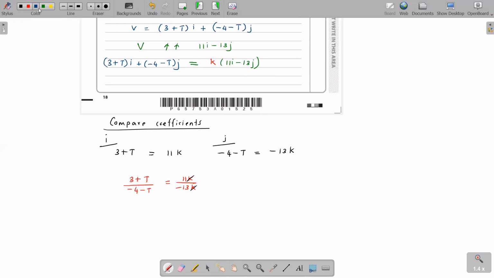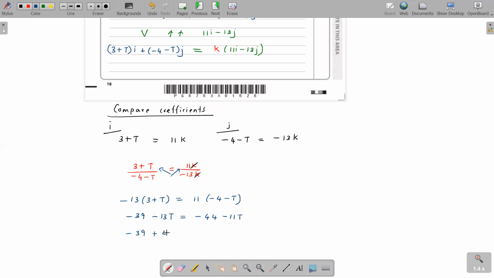And now it's just a matter of multiplying and making t the subject. So minus 13 times (3 plus t) equals 11 times (minus 4 minus t). Minus 13 into 3 is minus 39. Minus 13 into plus t is minus 13t. 11 into minus 4 is minus 44. 11 into minus t is, sorry, minus 11t. Is that okay?